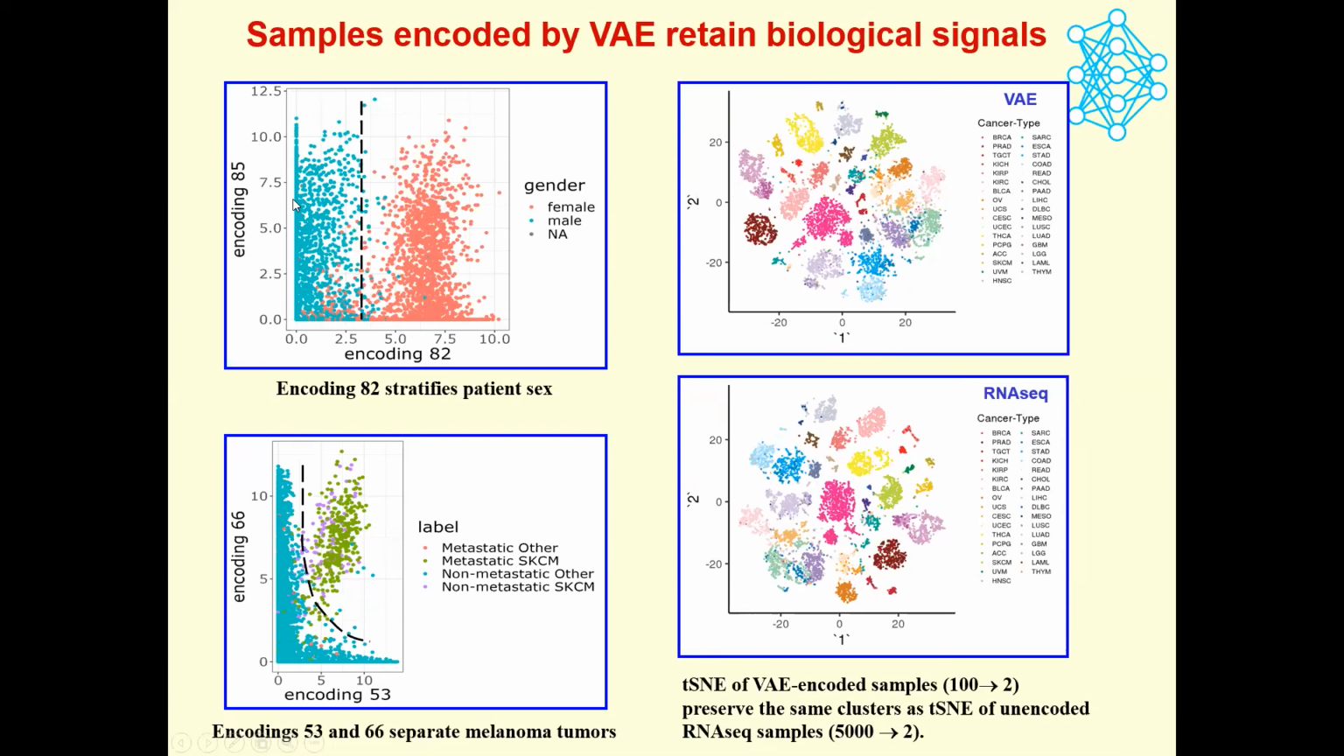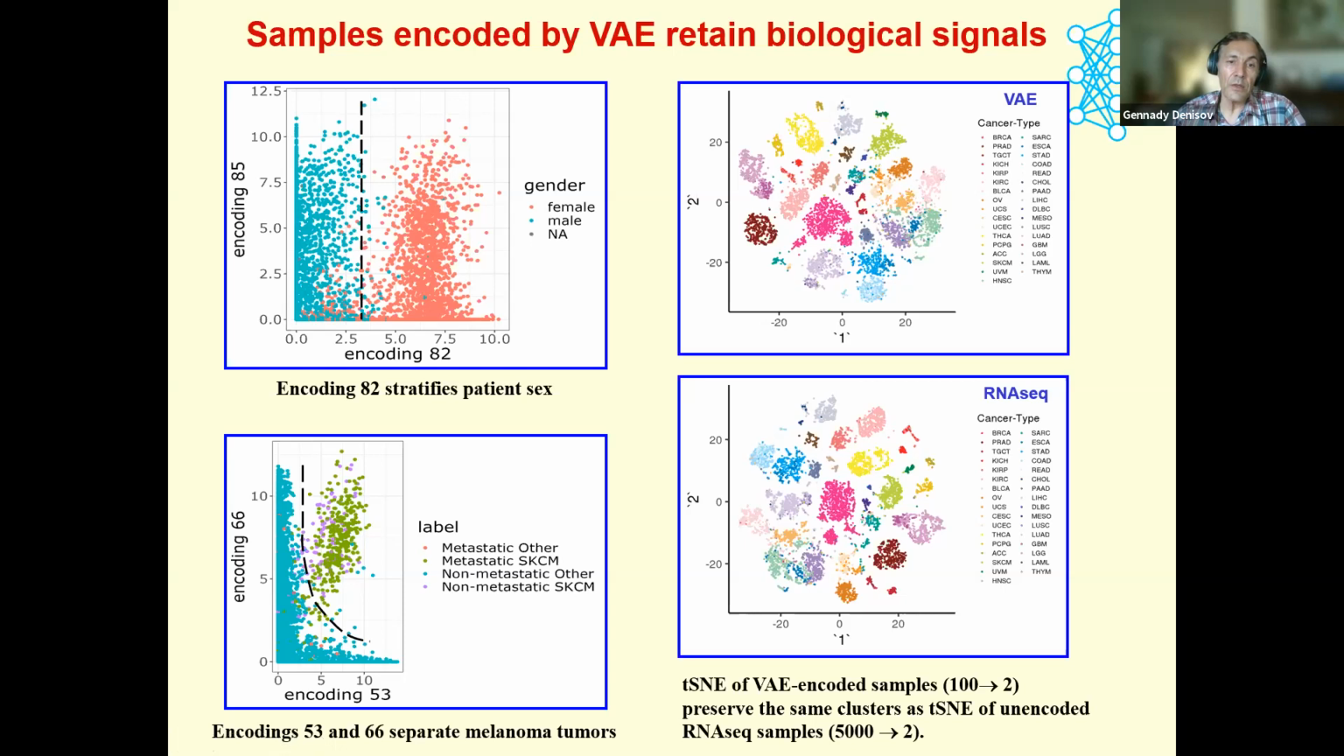As for the second one, I assume you can use any other encoding. Yeah. But for the lower picture, where you used 53 and 66, yes, for this one, yes, authors. But the point is here that those encodings do preserve biological signals. In general, I'm not sure how the authors identified these particular encodings. They do not describe it in the paper. Or maybe they do, but you can read the paper. I missed that. I did not get the point of how exactly they did it.